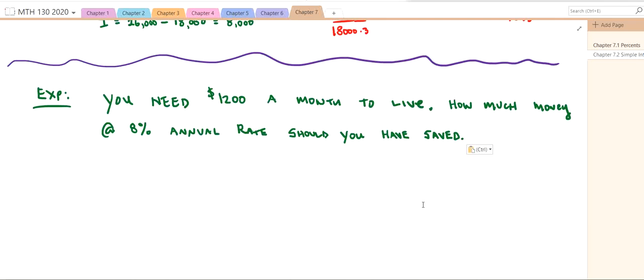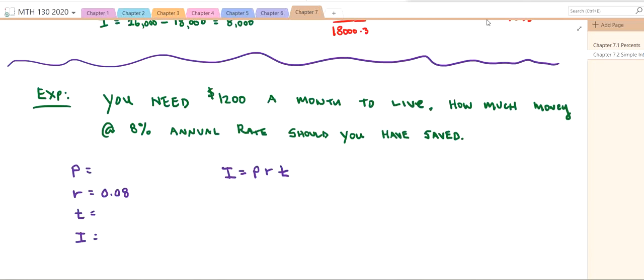Here's another problem. Say you determine you need $1,200 a month to live: food, rent, and so on. How much money at an 8% annual rate should you save so that you can live off of the interest? Okay, so let's use our I equals PRT to solve this. What do we have here? Well, we have a rate. That's easy. Let's go 0.08.